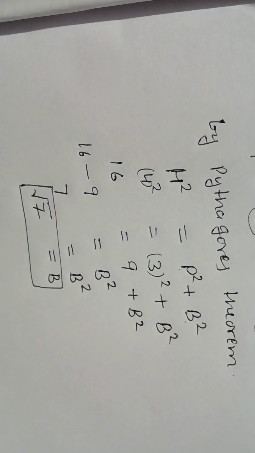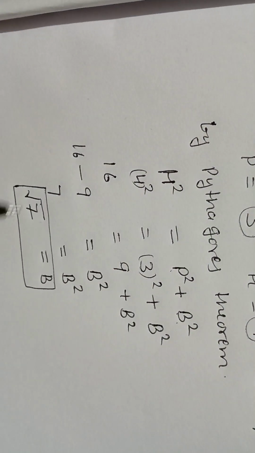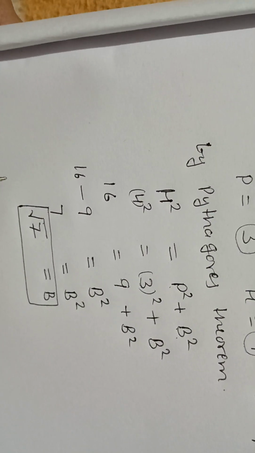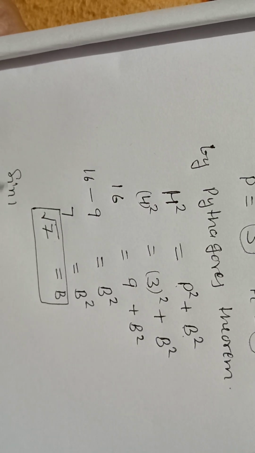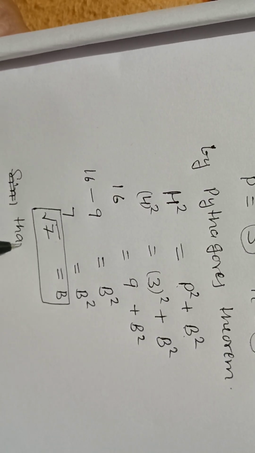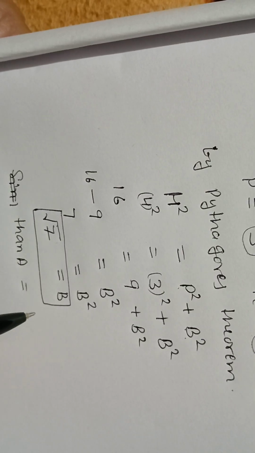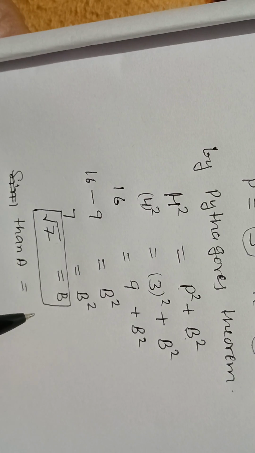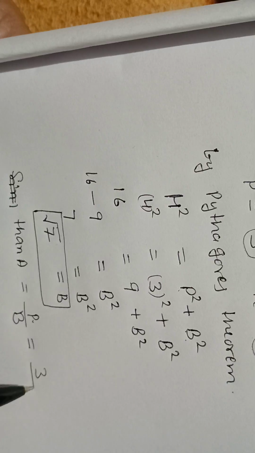Now I will find the value of tan A. Sorry, tan A, they are asking us tan A. Tan A equal to, we know, that is perpendicular upon base, P upon B. So value of P is 3 and value of B is root 7.